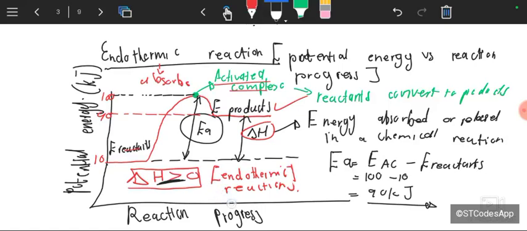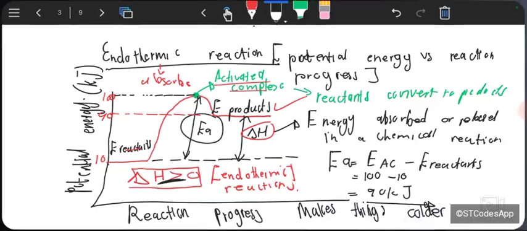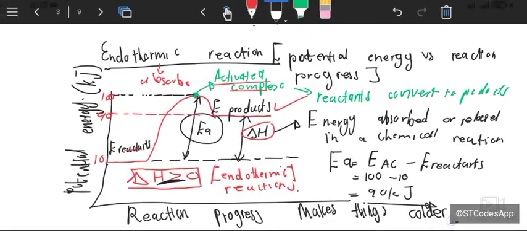And then the last one that I want to close off, I want you to know that an endothermic reaction makes things colder, or you can say makes the reaction colder. That is exactly what I want you to take home on this one. Please take note of that. That is the ins and outs of endothermic reaction.